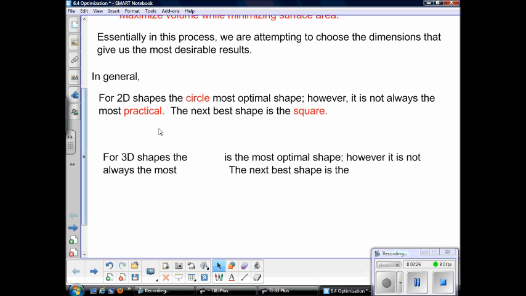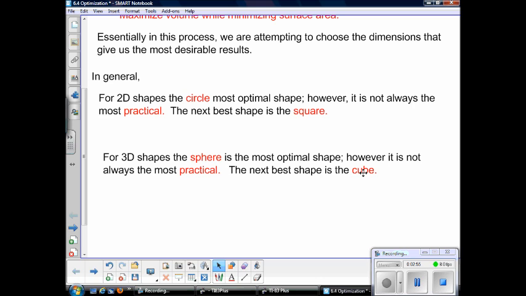Okay, now for 3D shapes, the sphere is the most optimal shape. However, again, it's not the most practical. The next best shape is the cube. So think when you're going grocery shopping. I don't see too many sphere boxes out there. Well, they wouldn't be boxes, spheres out there holding cereal, for instance, because it wouldn't stay on the shelf. So they choose the cube as the next one.